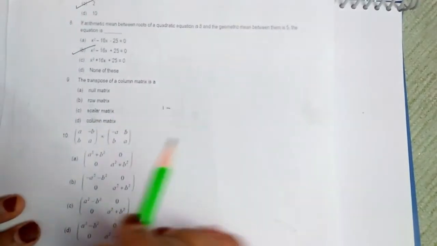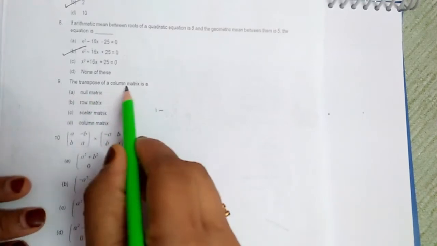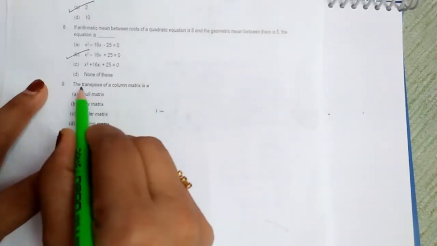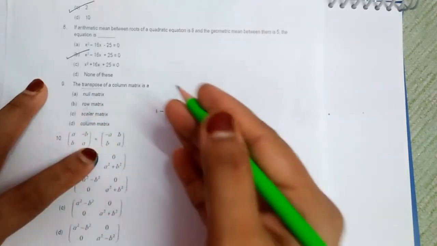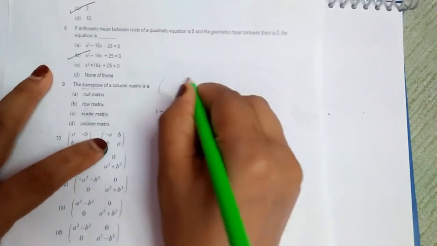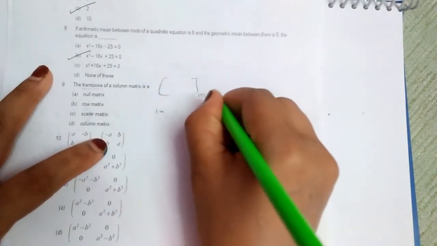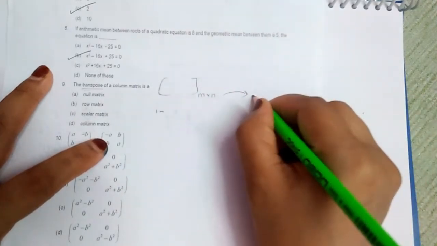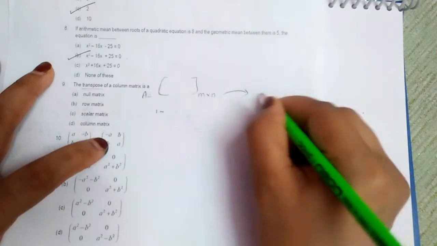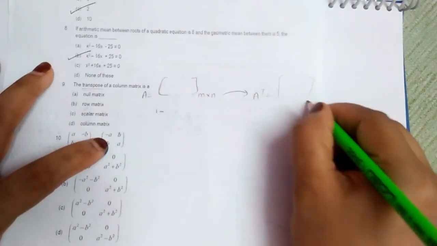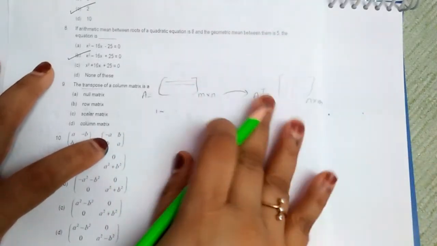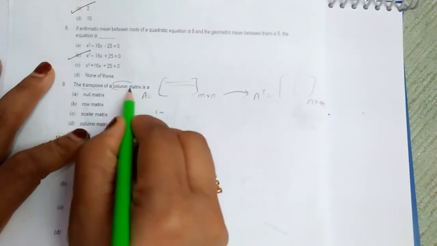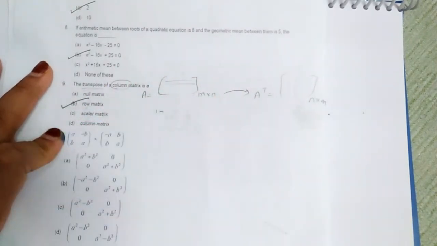The 9th one is very simple. We can just take it here itself. The transpose of a column matrix is, you know what transpose means? Transpose means all the rows turn into columns and the columns turn into rows. That is, any matrix of size m into n will turn into n into m in transpose. Suppose this is A, so A transpose will be n into m. All the rows will get into the columns and all the columns will get into the rows. So it's very simple. The transpose of the column matrix will simply be the row matrix.